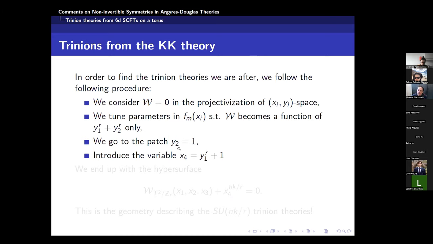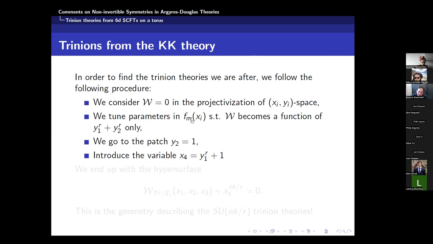Okay, so how do we get our trinium models? So first of all, we consider our mirror geometry as a hypersurface in the projectivization of my variable space xi and yi. Now, we tune the coefficients inside all these terms fm in such a way that w becomes a function of this specific combination.